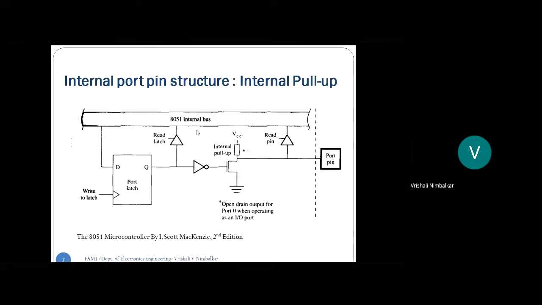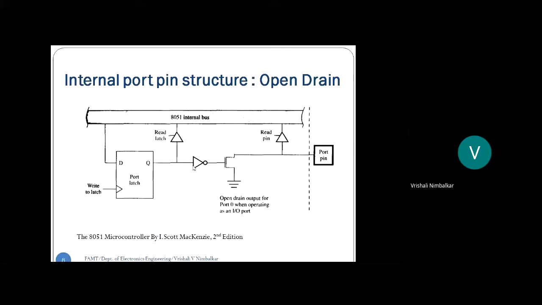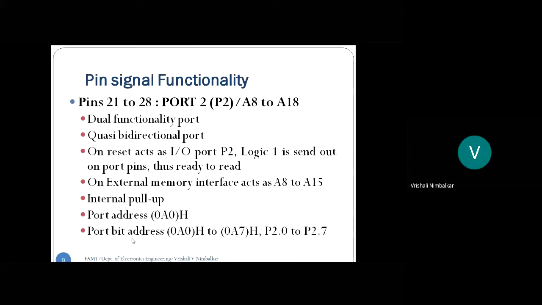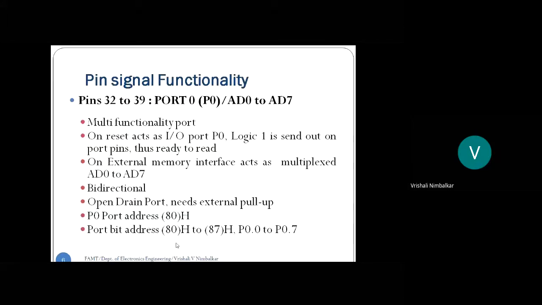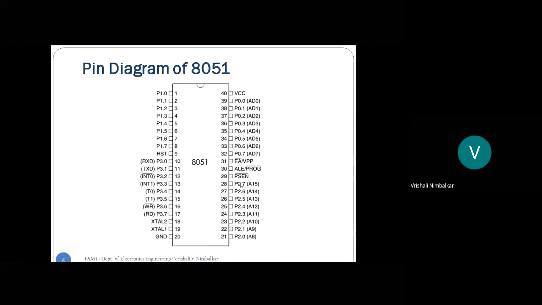And that is the internal structure of port 1. This is the internal structure of port 0. Okay. Now we will look into port 2. So port 2 is pin number 21 to, look here, the pin diagram. There is port 2 from pin number 21 to 28. And port 2 is combined with A8 to A15. A stands for address line. Correct? So that is your port 2, again of dual function.